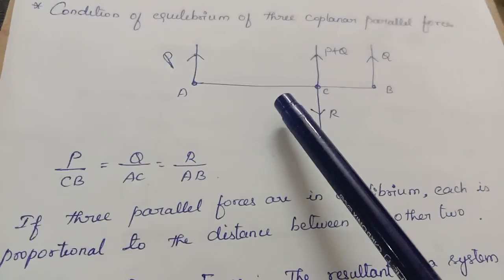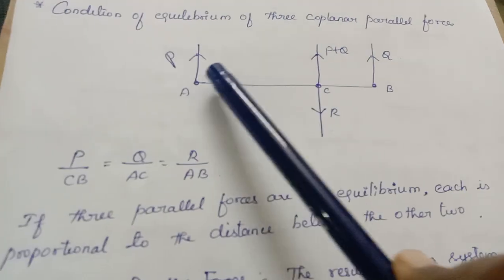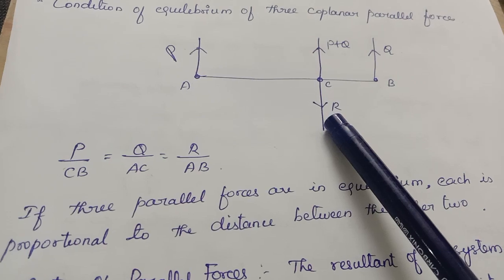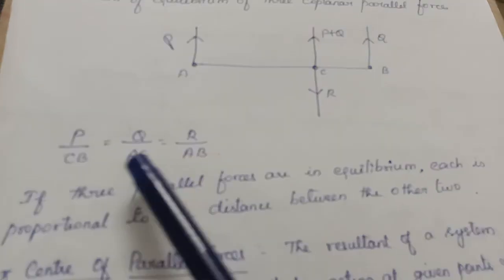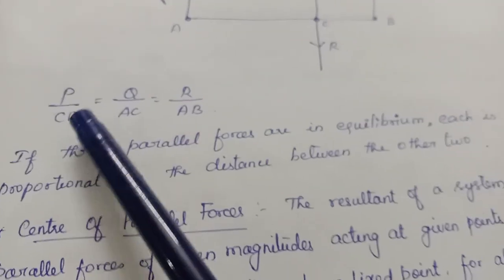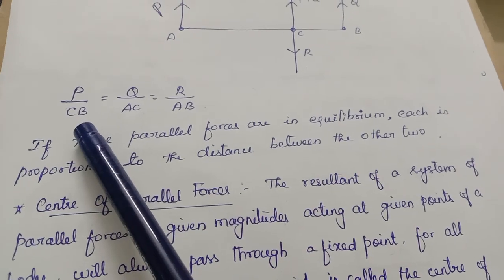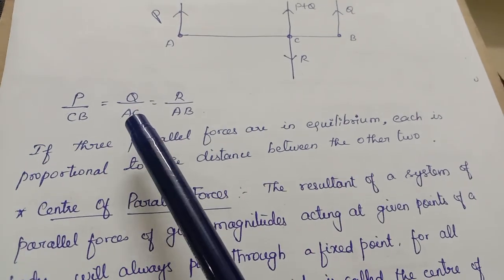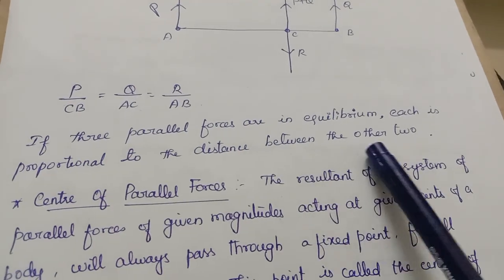So in order to achieve equilibrium for three coplanar parallel forces, at least one of the forces must be in the opposite direction and it must be equal and opposite to the resultant of the other two forces. Using this concept, I have derived the result that P by CB equal to Q by AC equal to R by AB. CB, AC and AB are nothing but the distances between the lines of action of the forces. So what do we conclude here? If we want to achieve equilibrium in case of three coplanar parallel forces, each force must be proportional to the distance between the other two.